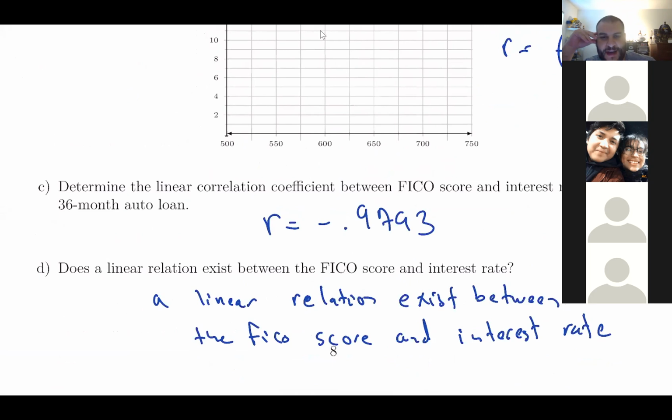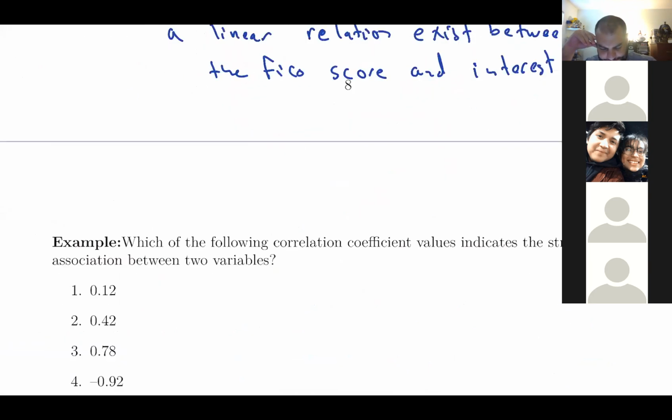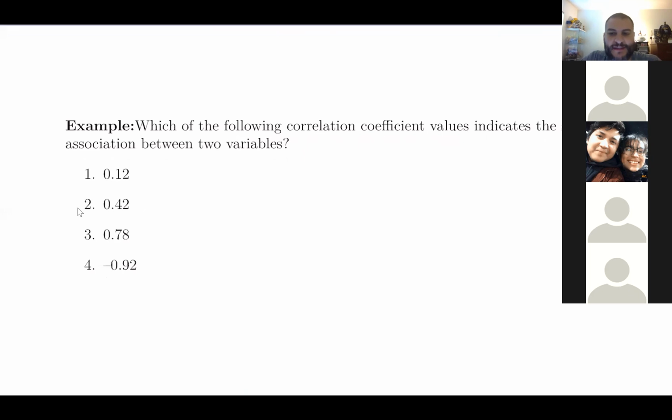All right, so let's do this final one, the last poll of the day. Just tell me which of these four R values will be considered the strongest. A, which is 0.12. B, which is 0.42. C, which is 0.78. Or the last one, D, which is negative 0.92.